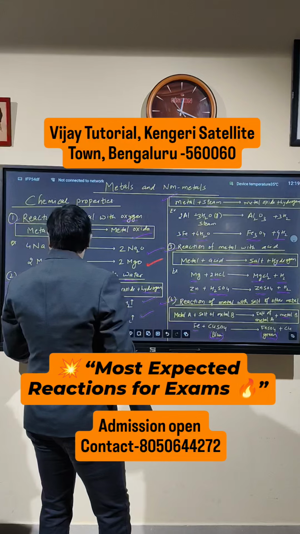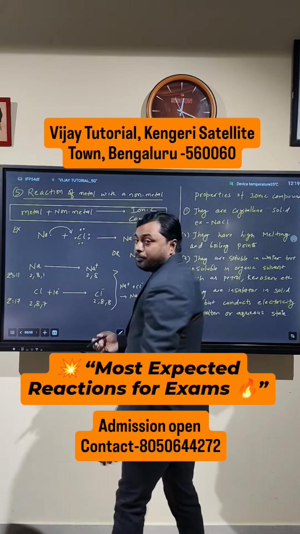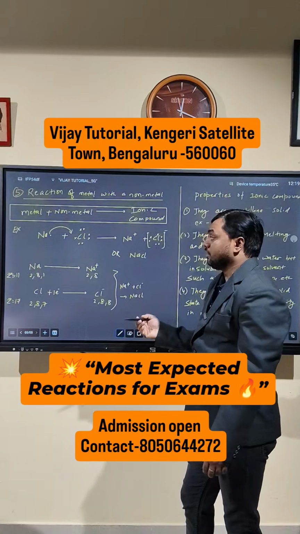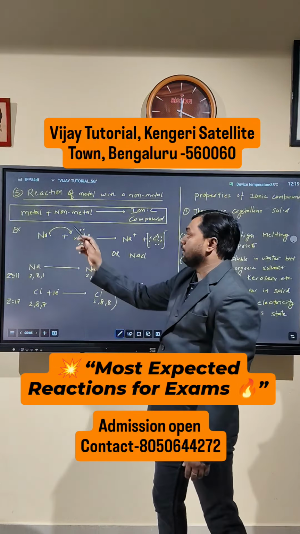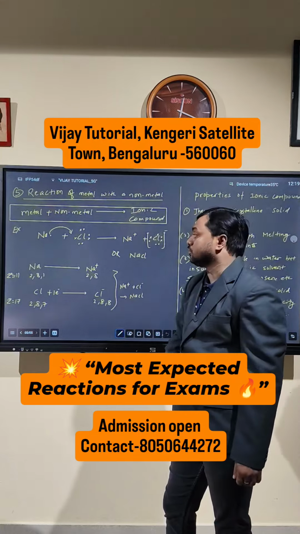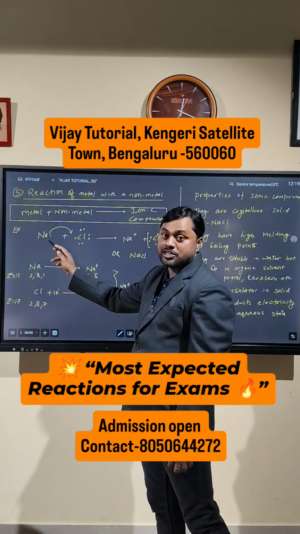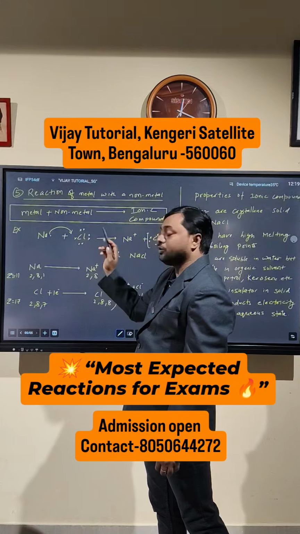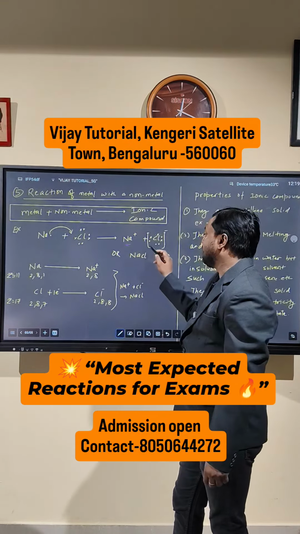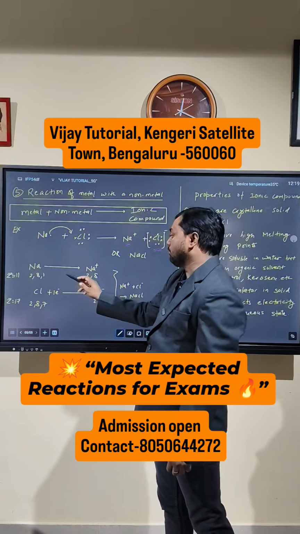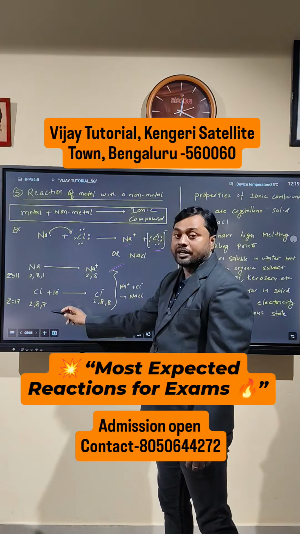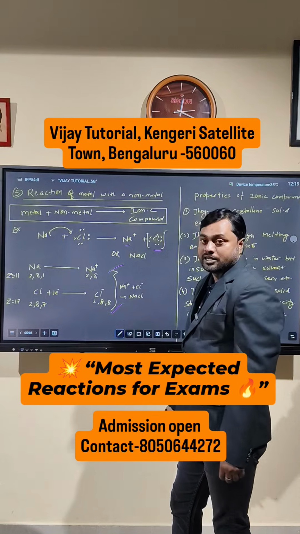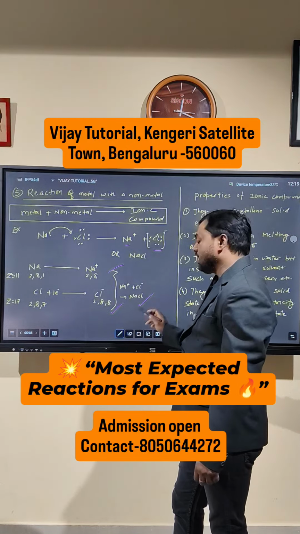Yes or no? Next, how do metals react with non-metals? They react by ionic bond, by transfer of electrons. For example, metals plus non-metals form ionic compounds. Sodium, which has one valence electron, will transfer its one electron to the chlorine atom. It will form Na+ and Cl- ions. So you can see sodium forms Na+, and chlorine after gaining one electron becomes Cl- ion. In this way, NaCl is formed.